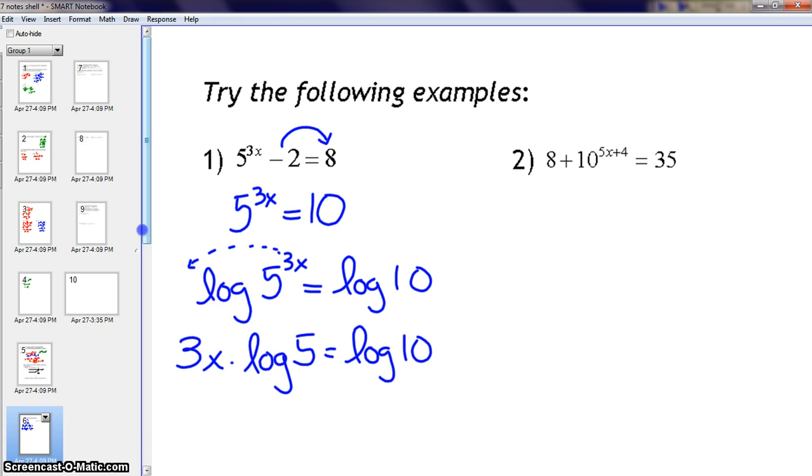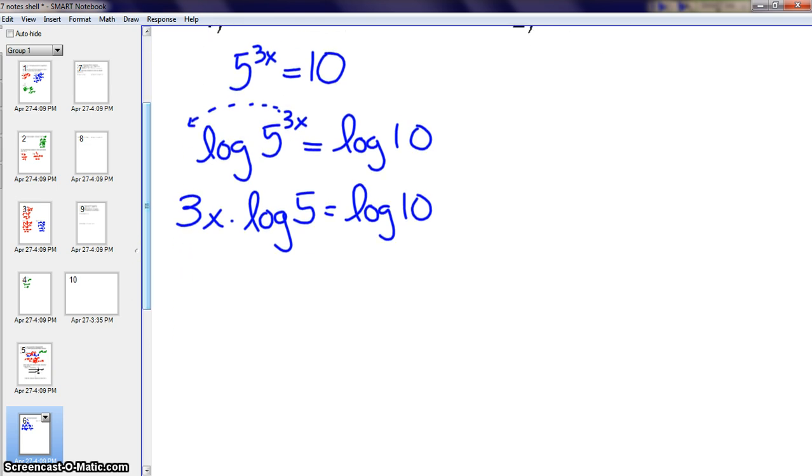Now hopefully you guys know what the log of 10 is. If this is a base 10 log, I hope you all know that that right-hand side is actually equal to 1. And to get x by itself, I'm going to divide by the 3 and the log of 5. So I just need to type onto my calculator exactly what you see there. And x should be about 0.48, okay?